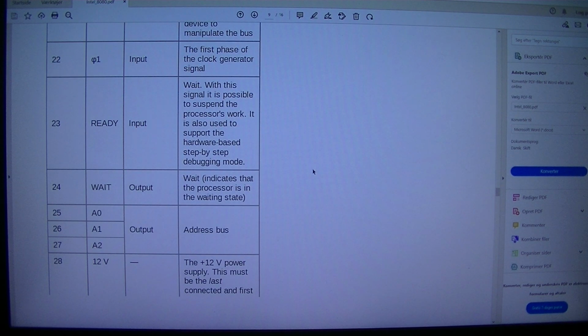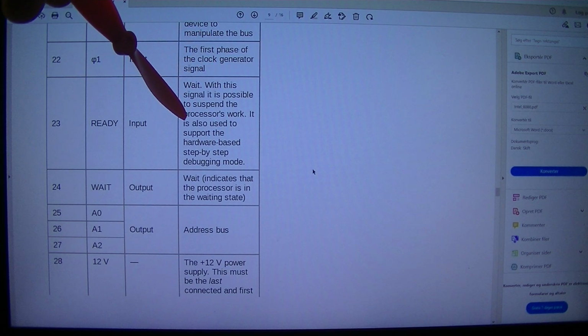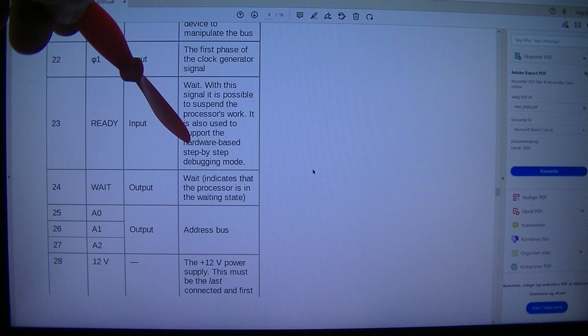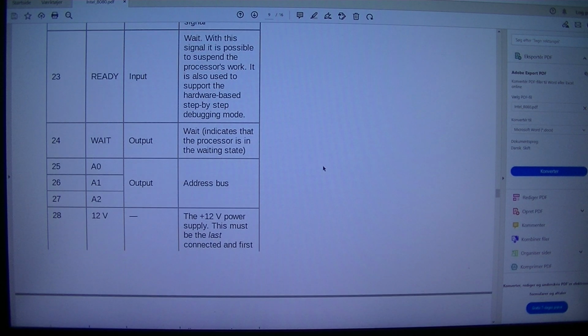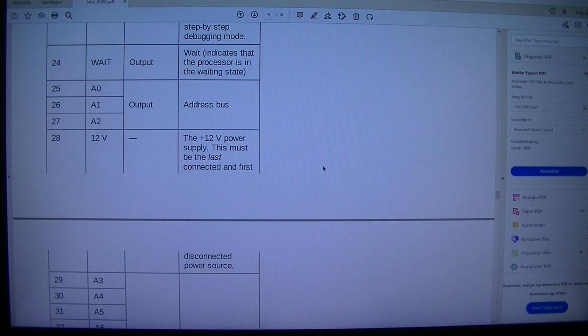23 READY input. With this signal it is possible to suspend the processor's work. It is also used to support the hardware-based step-by-step debugging mode. 24 WAIT output indicates that the processor is in a waiting state. 25 A0 output, address bus.